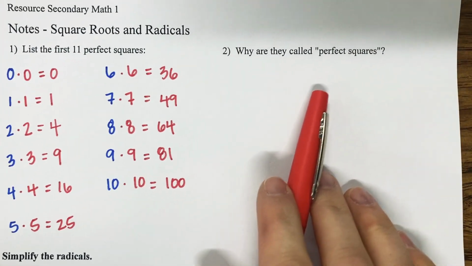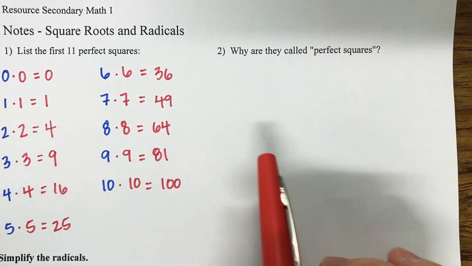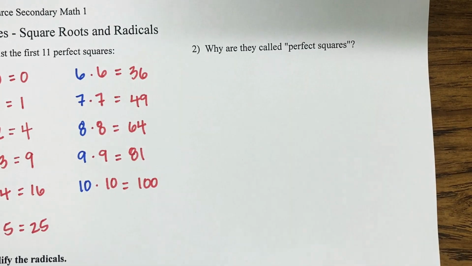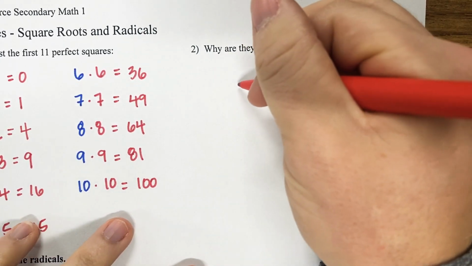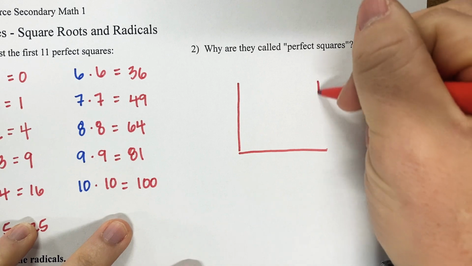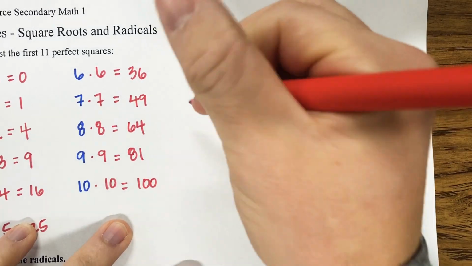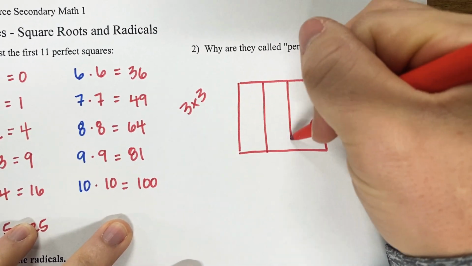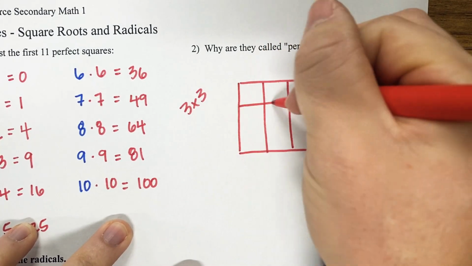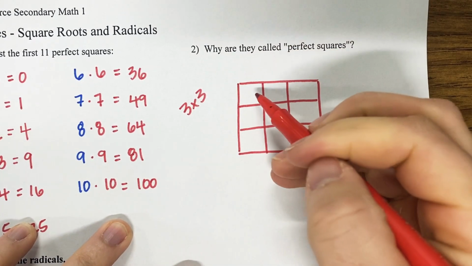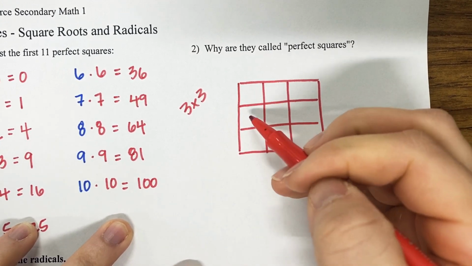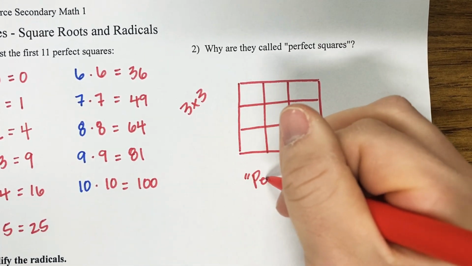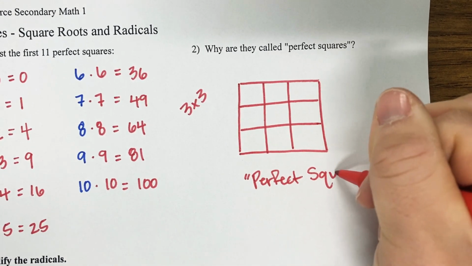So let's look at number 2. Why are they called perfect squares? Let's just take 3 times 3, for example. We're going to draw a square. If we take 3 times 3, I'm going to split this box into 3 squares right here, and then do the same thing on this side, because we have 1, 2, 3 times 1, 2, 3. Now what does this make? It makes a perfect square.